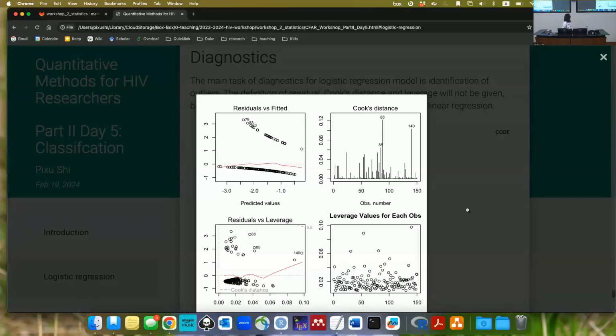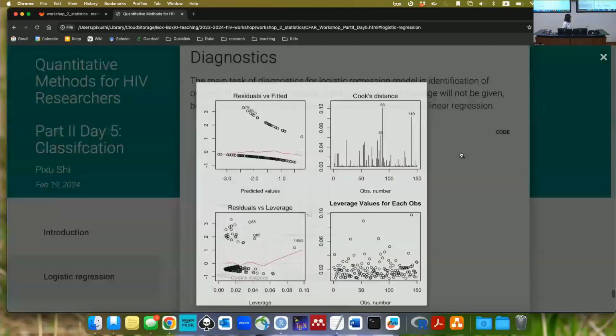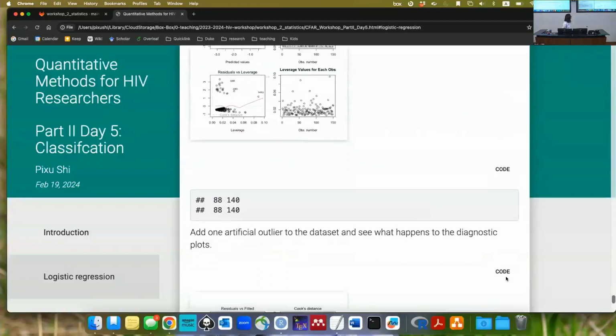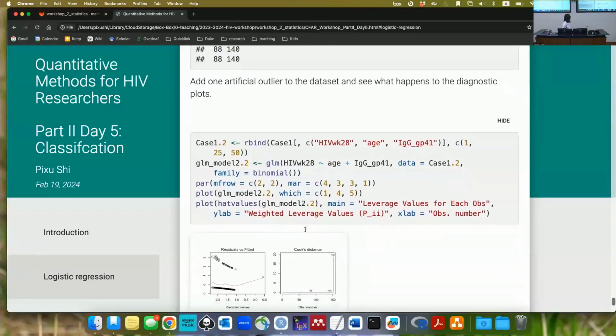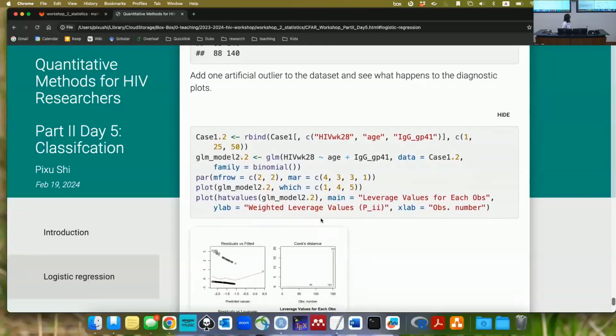In this situation, there doesn't seem to be any high leverage point or any high influential point. But if I artificially add one outlier, so here I'm going to add one outlier that is infected, very young, and has a super high level of IgG level. It's not reasonable at all, but I just want to show you how it looks. If you have such a high IgG level, you shouldn't be infected.